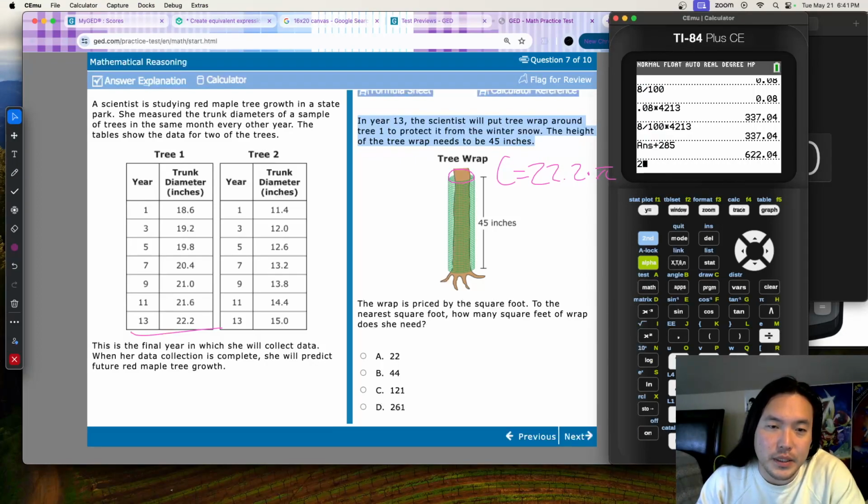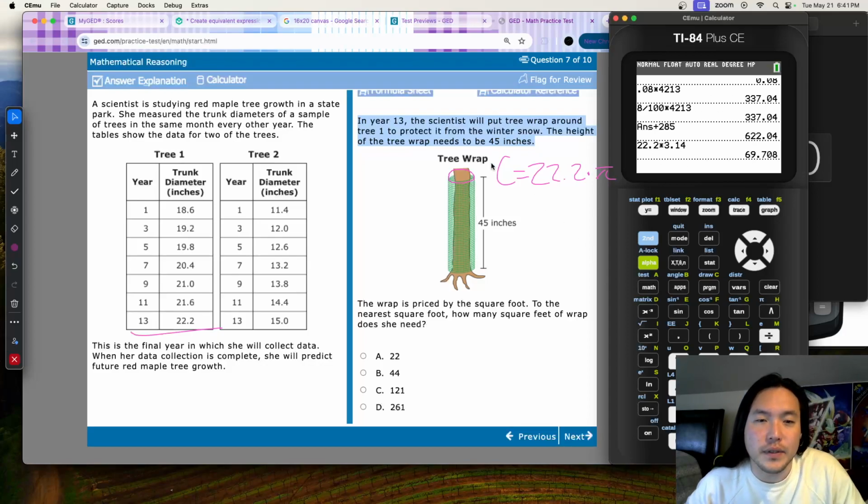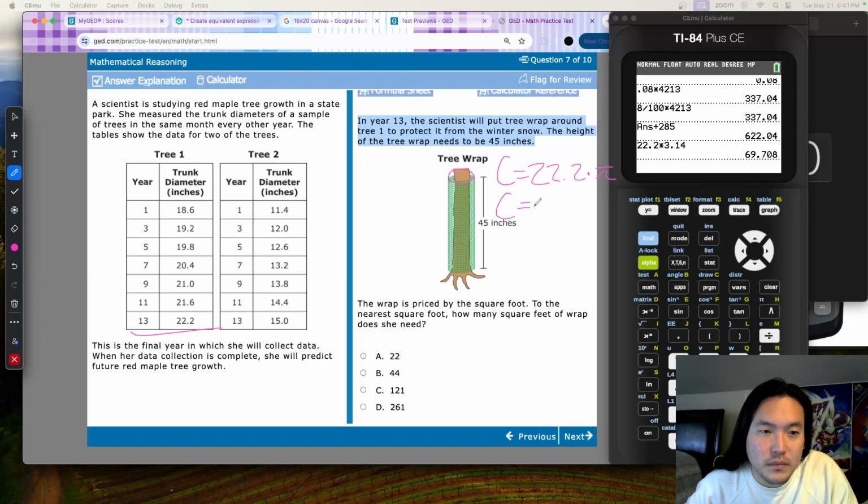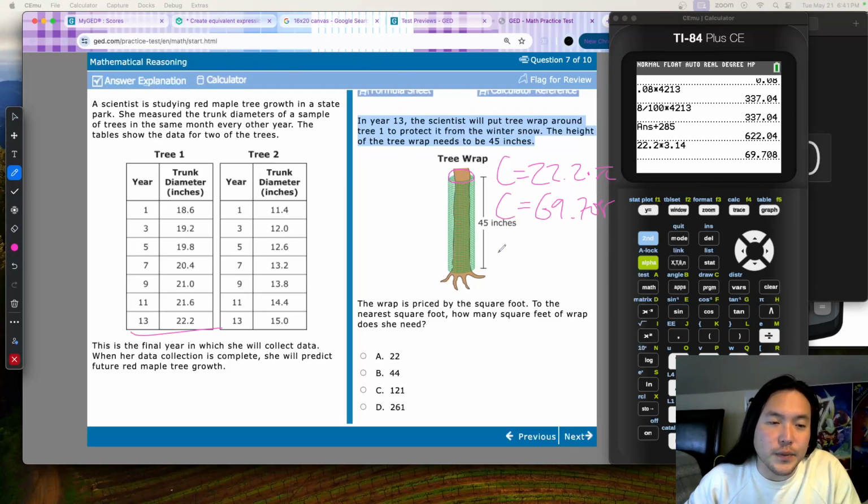Just to keep it simple, I'll use 3.14. So the circumference of the tree is approximately 69.708. And the height is 45. Here, I would convert both of these numbers into inches now.